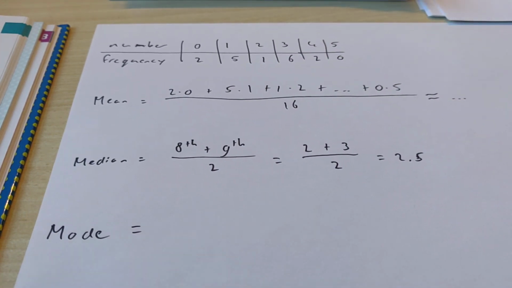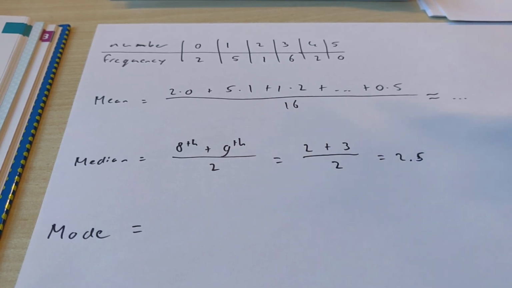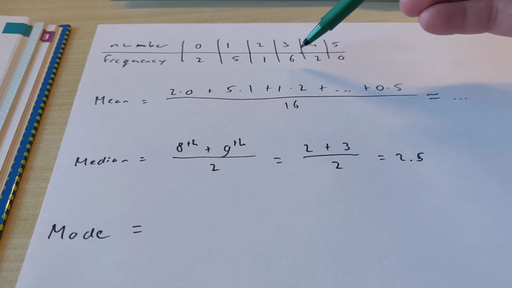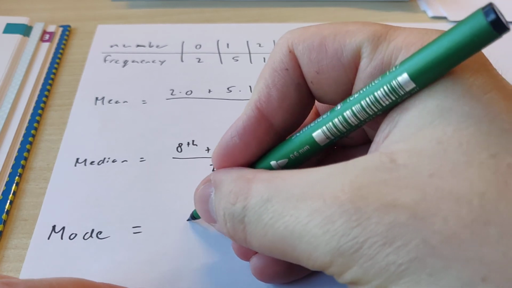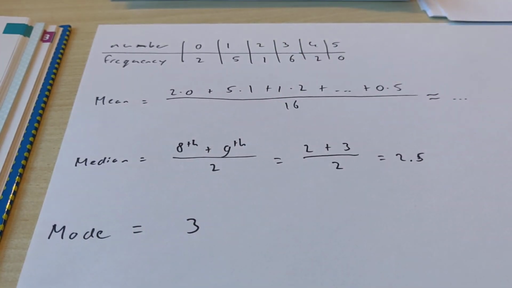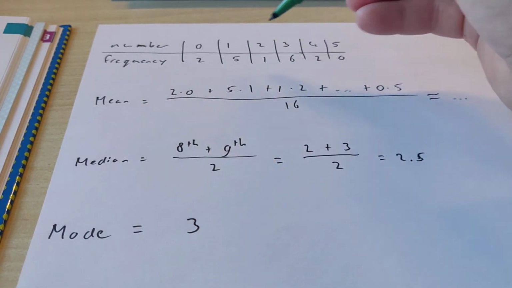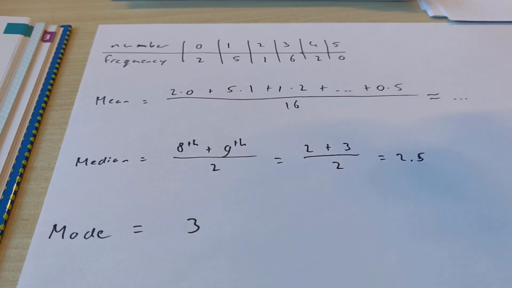Then the mode. The mode means what happens most often, so what has the highest frequency. The highest frequency is 6. That means that 3 red traffic lights happened most often. So the mode is 3. If 2 values share the same highest frequency, so if this were also a 6, then there is no mode. So you either have one mode or not a mode at all.